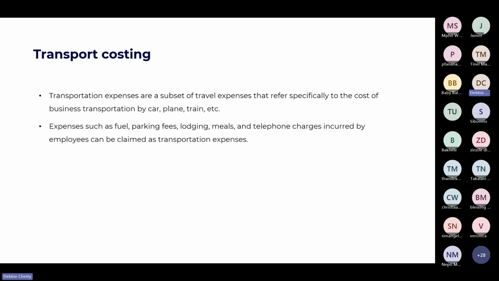Expenses such as fuel, like if you're using road transport, for example, you have to fill petrol or diesel in order to transport your goods to the end user or the customer. There's parking fees, there's lodging, especially if it's a far distance, right? Say it takes maybe 3 to 5 days, then it's going to include lodging where the driver will need to stay as well. Meals and telephone charges incurred by employees can be claimed as transportation costs. So there's a lot of cost involved with transport as well.